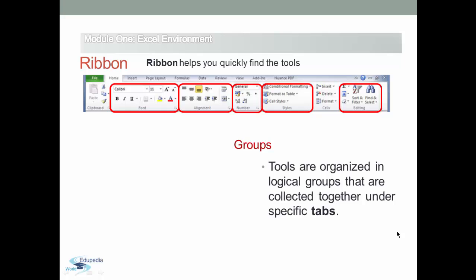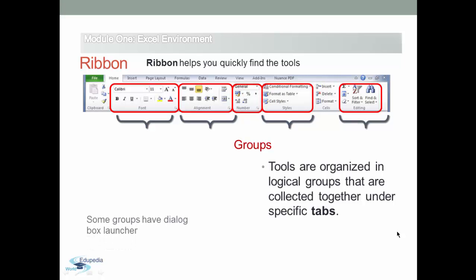So commands are organized into groups. Some groups have a dialog box launcher, which enables you to launch a dialog box for the group. This is the dialog box launcher for the font group, where you can find more commands for formatting font. Not all commands are shown on the ribbon, only the most popular, so clicking here enables you to enter the dialog box where you can find more options for font formatting.